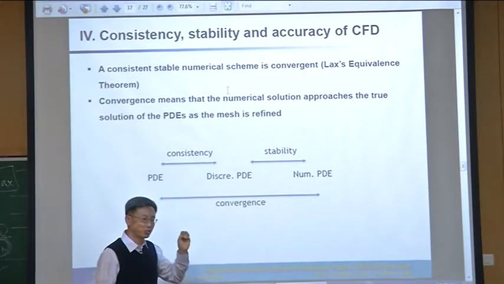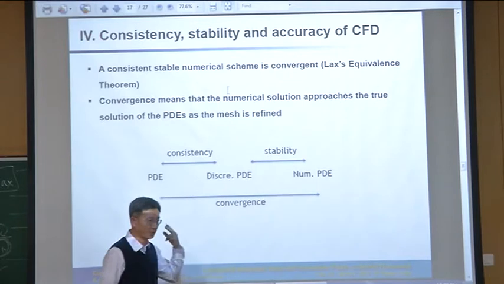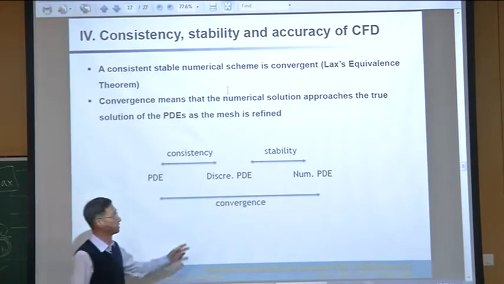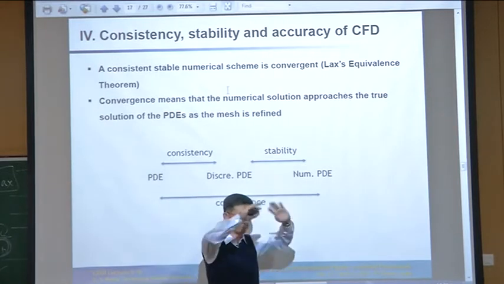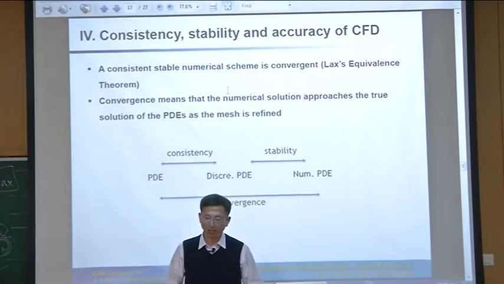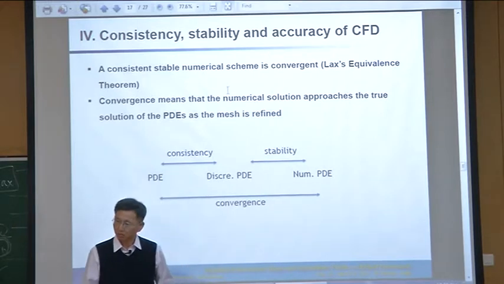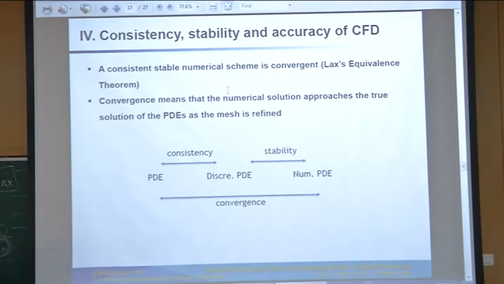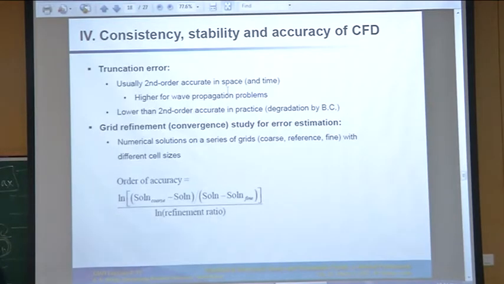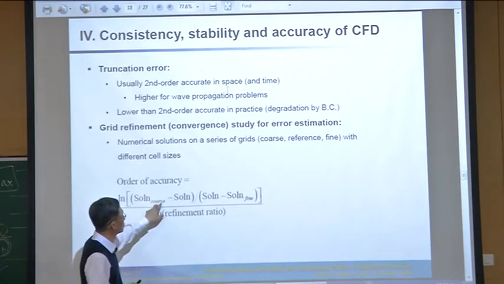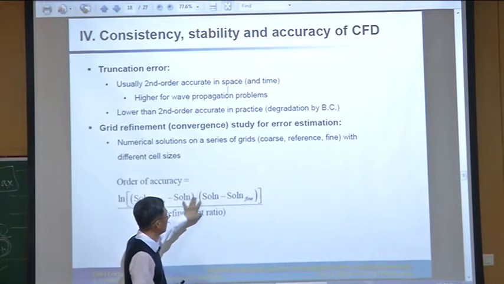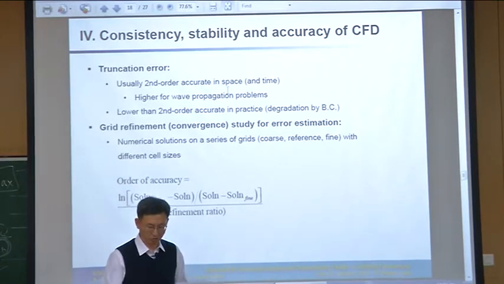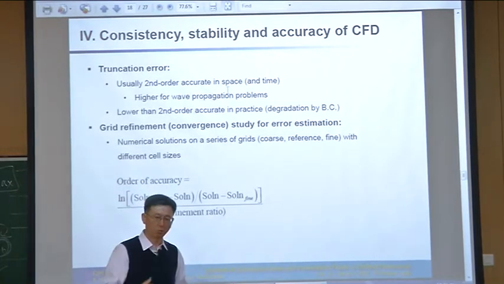So convergence has two aspects: consistent formulation and stability. In many cases, this is difficult because you have some very bad grid and a very difficult boundary condition. In many cases, your code will fail in stability, so you cannot get solutions. I already mentioned the grid refinement. So you introduce a coarse grid and a finer grid, and based on that, you can check the order of accuracy of your code.